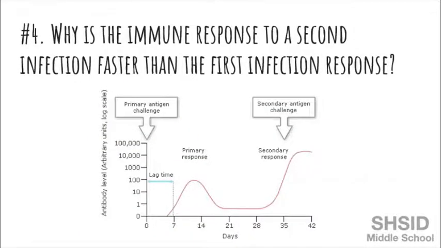Number 4, why is the immune response to a second infection faster than the first infection response? Remember that during the first infection, your body has to build up the antibodies and the memory cells. It doesn't have them the first time you get the infection. However, those stay in your blood after the infection at low levels, but they're there. So that if you get it a second time, they respond immediately, very quickly, multiplying and producing antibodies.